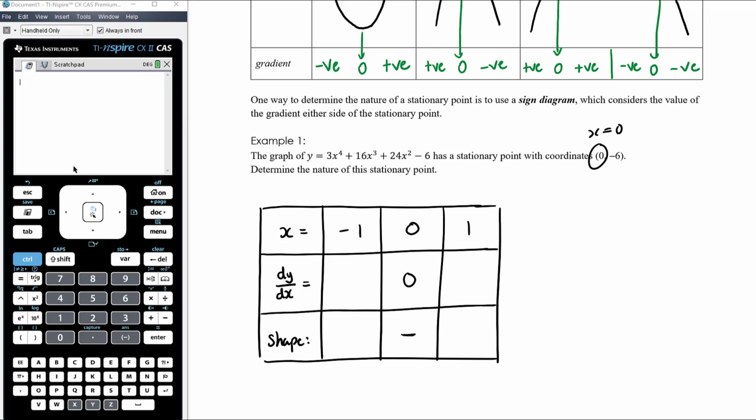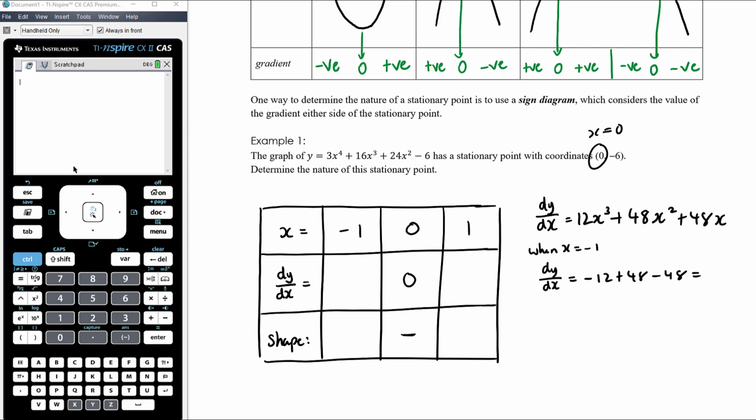Okay. Now we need to calculate our derivative so we know what we're substituting into. Okay. So dy/dx here is going to be 12x cubed plus 48, that's 3 times 16, x squared plus 48x. Okay, so that's our derivative. So then when x is -1, dy/dx is going to be -12 plus 48 minus 48, so it's -12.